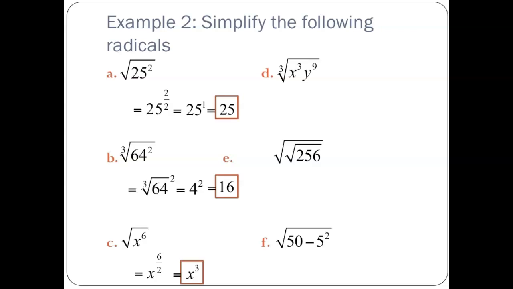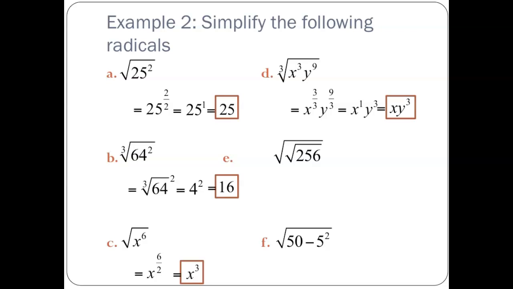All right, next we have the cube root of x cubed y to the 9th. For this one, again, we have the 3 on the outside, so I can rewrite this with it in the denominators of the exponents. I have to do that for both. So this is going to be x to the 3 over 3 and y to the 9 over 3. Now x to the 3 over 3 is x to the first, and y to the 9 over 3 is y cubed. So our answer here is xy cubed.